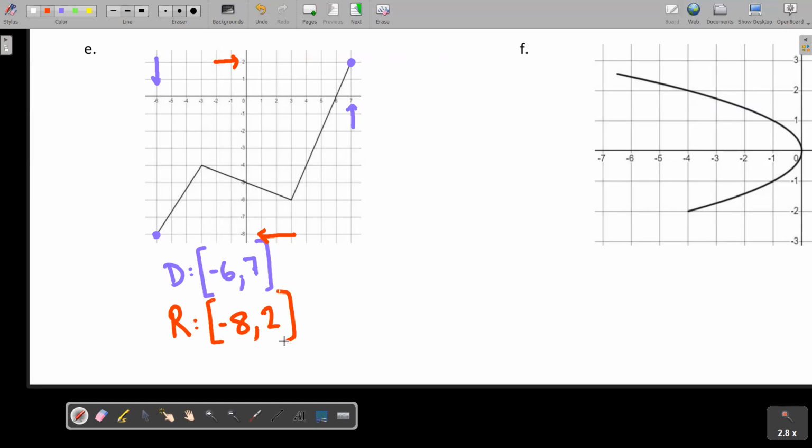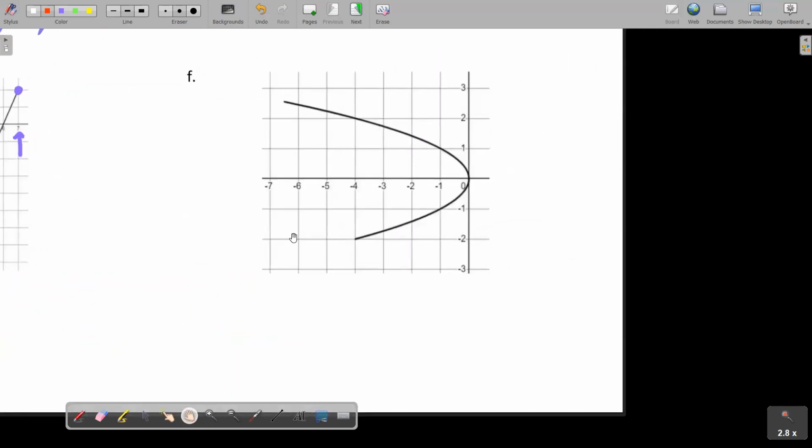Is letter E a function? Yeah, oh yeah, for sure. It passes the vertical line test with flying colors. Okay, and then finally, let's look over at question F. Yours has arrows, well, one arrow here and an inclusive point here.